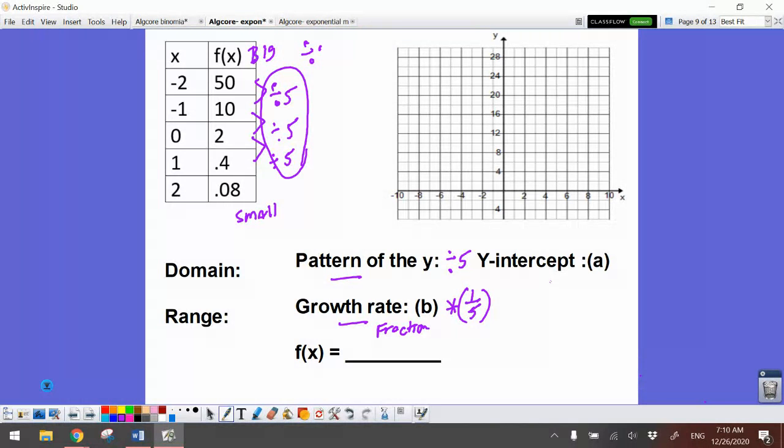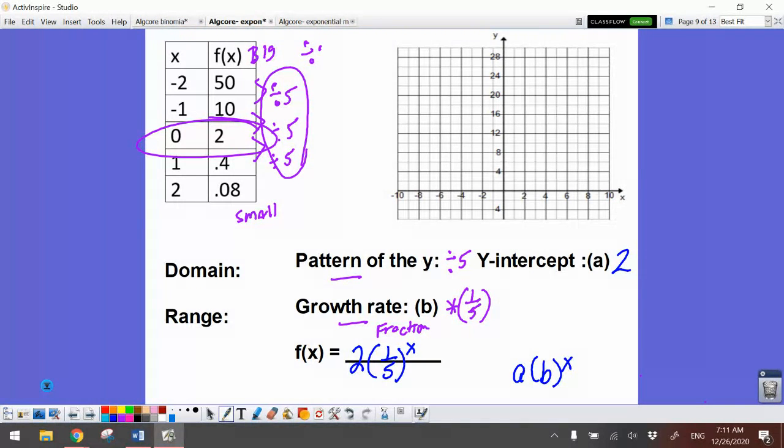All right, the y-intercept. Remember, your y-intercept is where it crosses the y-axis, and I always have to look for that 0. So my y-intercept is a positive 2. And remember from yesterday, my function is y = a times b to the x. So this is going to start out at 2. It is going to drop by 1/5 every time, and I have a power of x.